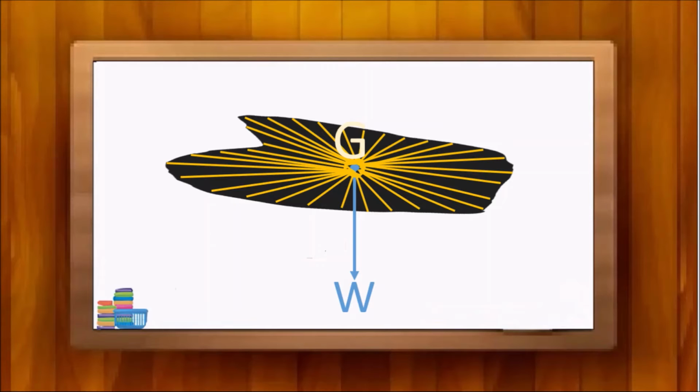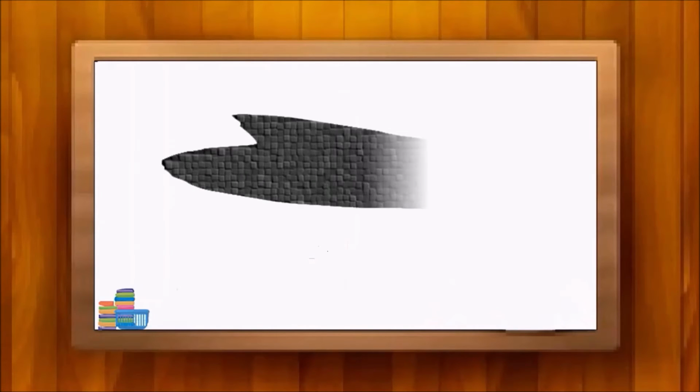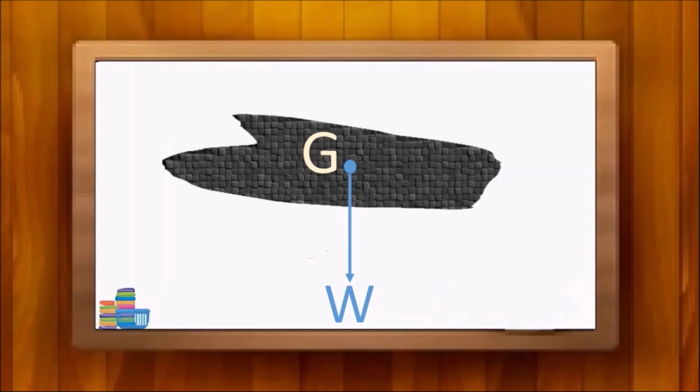Here, the weight is the gravitational force exerted by the Earth on the object. It's more suitable if you're informed what the weight really is. For that, please watch our video on Does Our Weight Get the Same Number Wherever in the World? An object is considered to be made of an infinite number of particles. Having added all the pieces of weight of every single particle, the entire object owns a weight. But I told you this whole weight acts from the center of gravity.